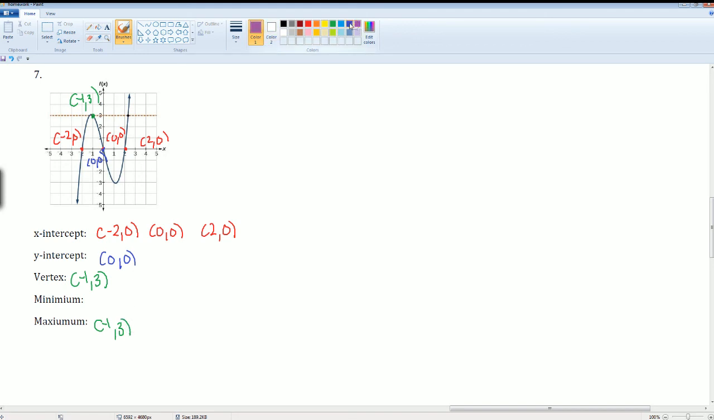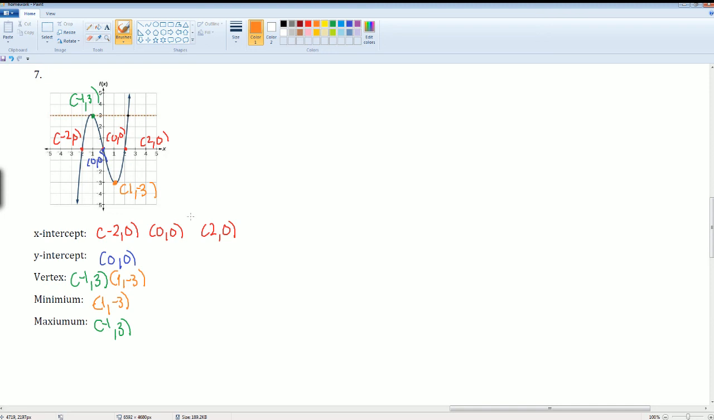And what about this value down here? I'll make that purple, orange. It goes down here. That is at 1, negative 3. So that is your minimum, because that's your smallest value. That's also a vertex. All right, so there you go.